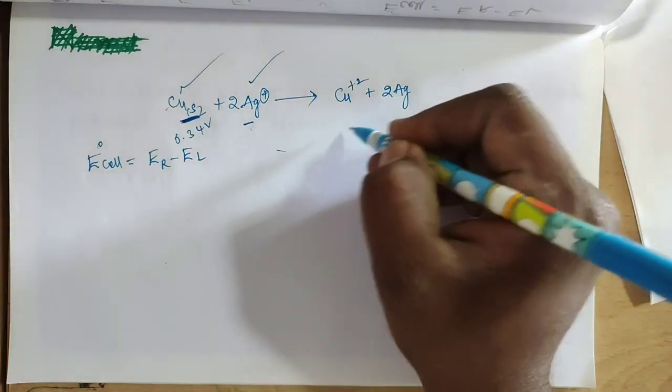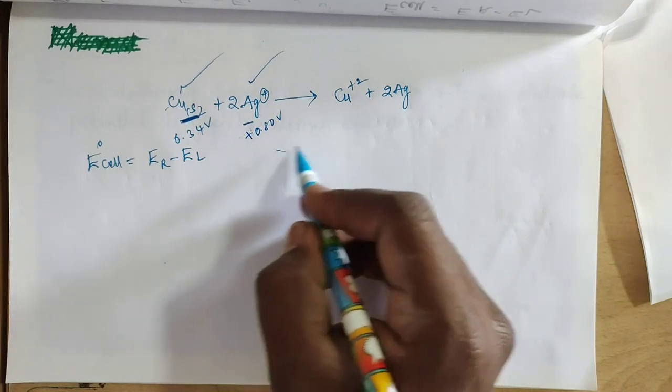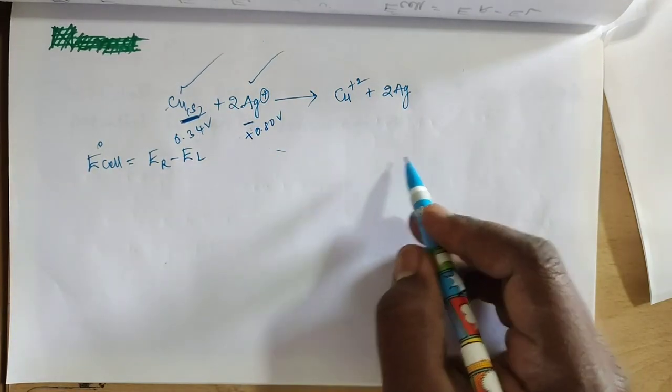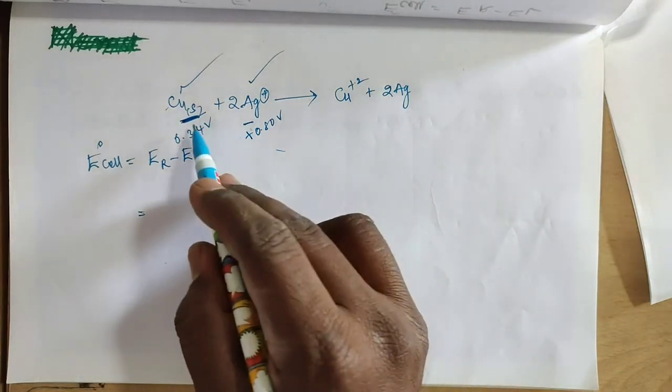Ag plus is plus 0.80 volts. So you calculate the total E naught cell equal to E right minus E left. So in this, which one is cathode, which one is anode?